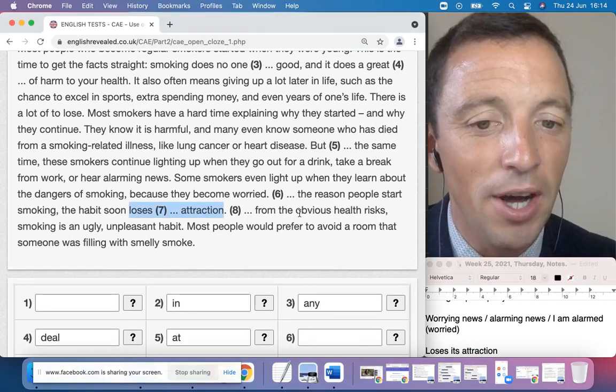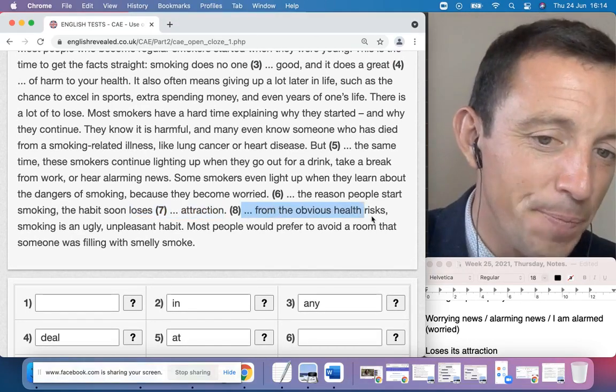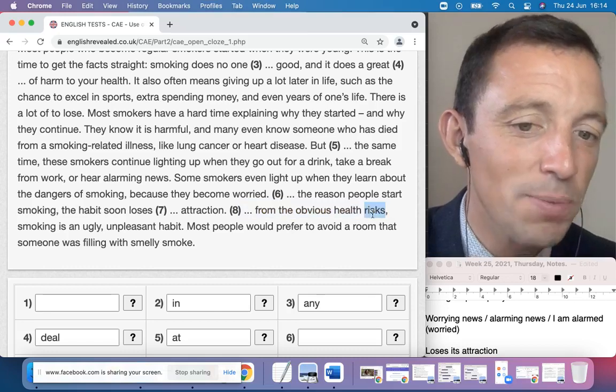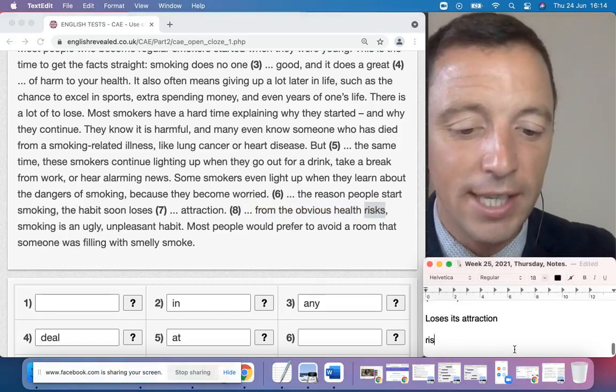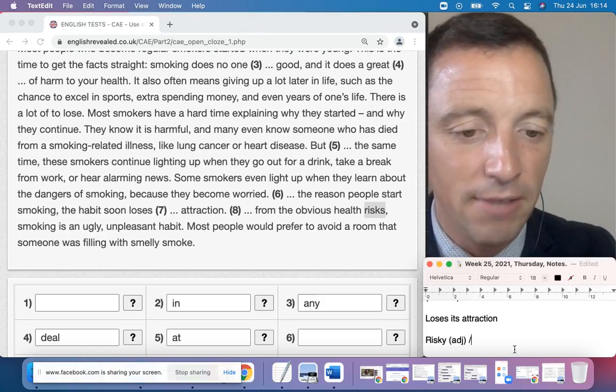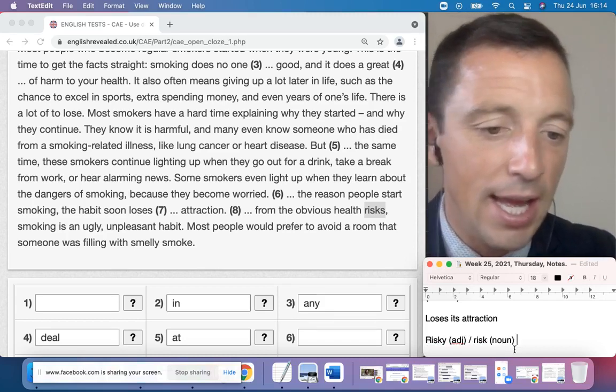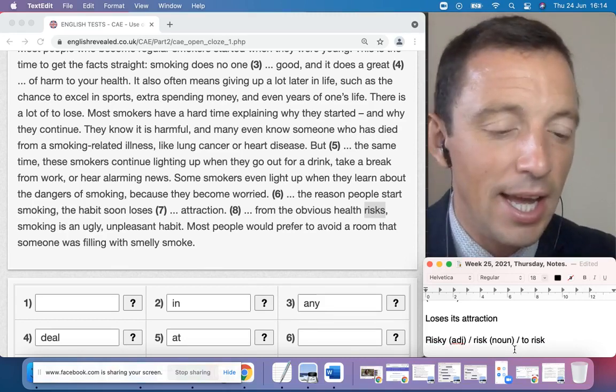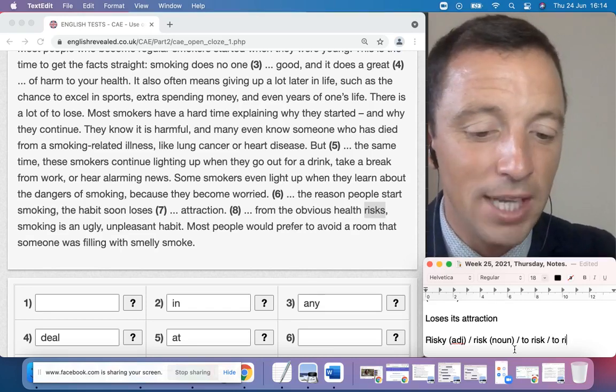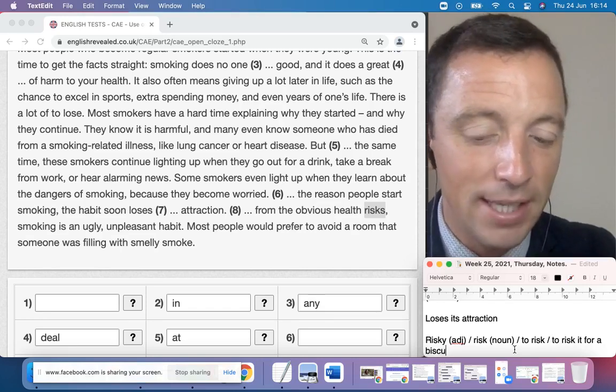Okay, from the obvious health risks. So this is maybe typical. Risk is a substantivo, the noun. The adjective is risky. And the verb is to risk. And we have a very informal expression. We say to risk it for a biscuit.